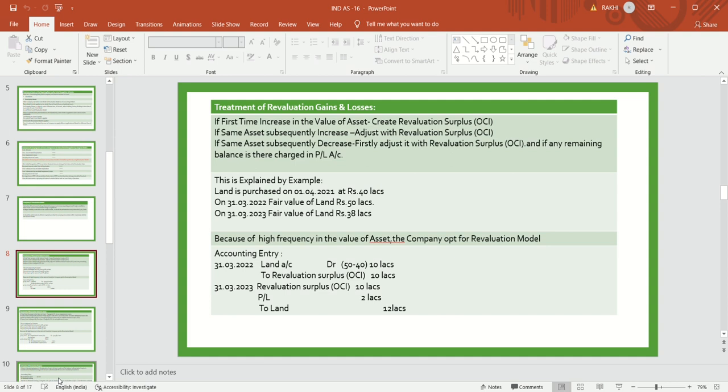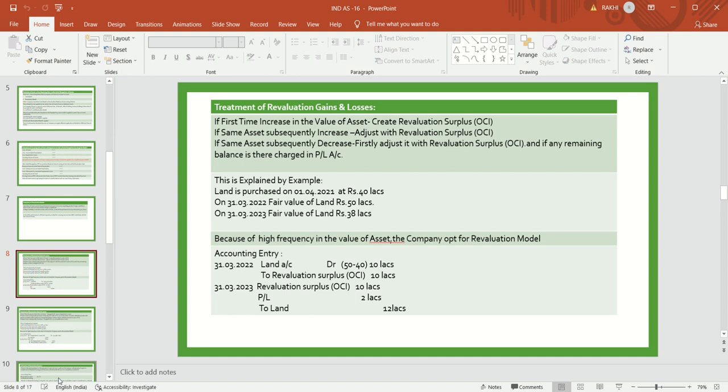Suppose land is purchased on 1st April 2021 at 40 lakhs. The company has purchased the land on 1st April 2021 at 40 lakhs. The cost of land is 40 lakhs. That is the original cost. And on 31st March 2022, the fair value of land is 50 lakhs. And in 2023, the fair value changes again. So in every year, there is volatility.